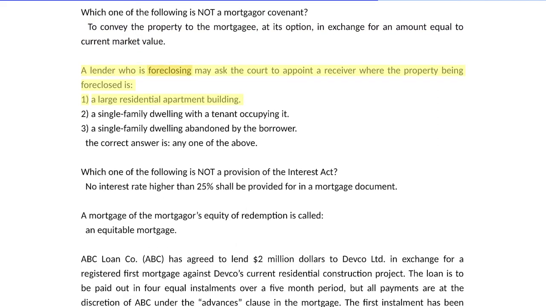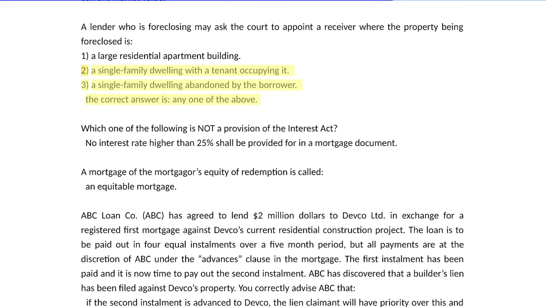A lender who is foreclosing may ask the court to appoint a receiver where the property being foreclosed is 1. A large residential apartment building. 2. A single-family dwelling with a tenant occupying it. 3. A single-family dwelling abandoned by the borrower. The correct answer is any one of the above.